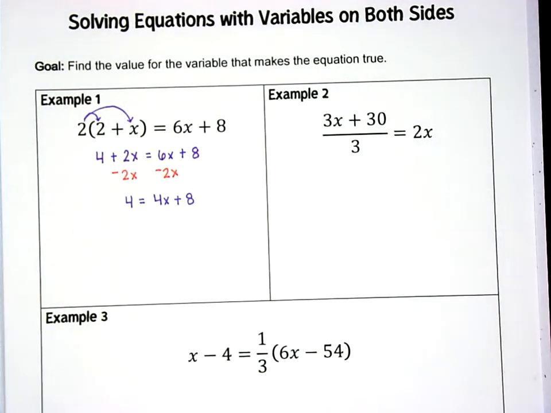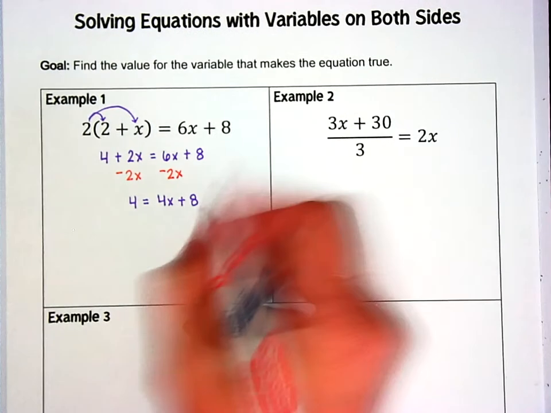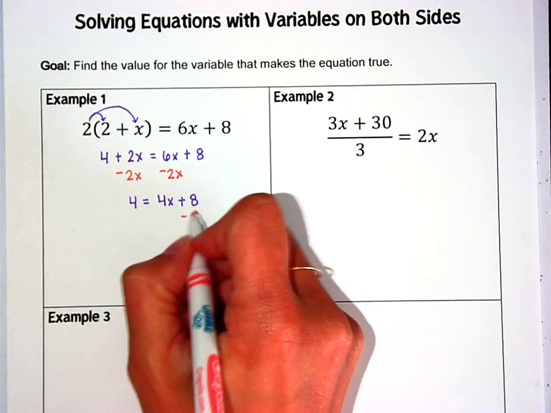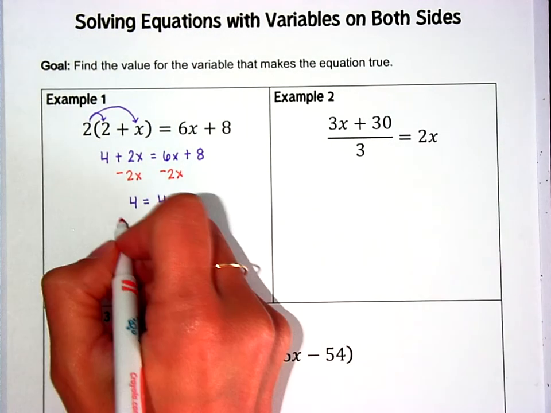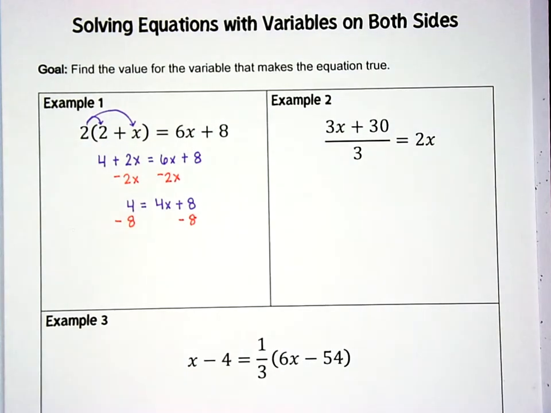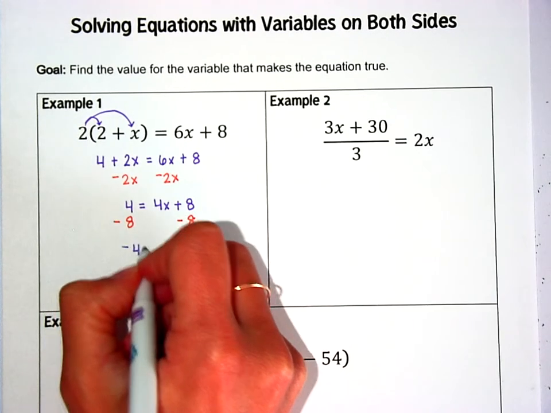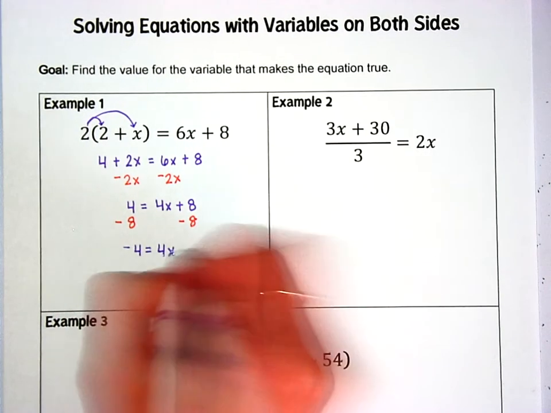So now that I've isolated the variable to the right side of the equation, I want to get all of the constants, or the numbers without the variable, on the left side. So I'm going to need to move 8 away from this side of the equation. I'm going to undo adding 8 by subtracting 8 from this side. And to keep the equation balanced, I'll do the exact same thing on the other side. My new equation is negative 4 is equal to 4x.